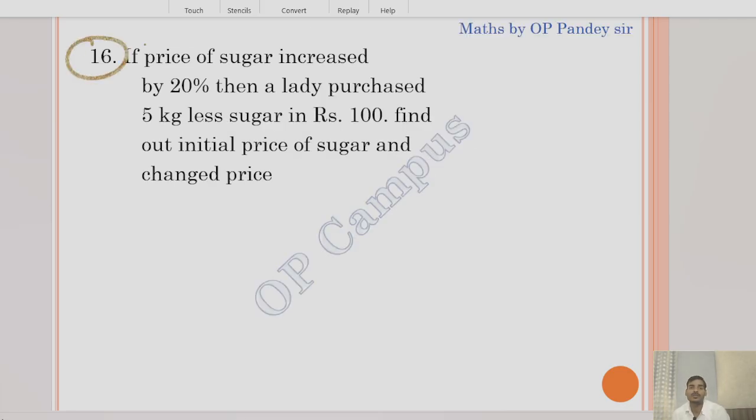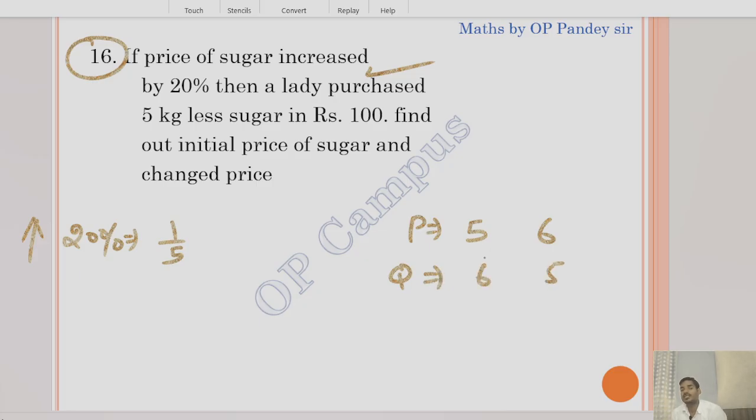Next question, this is an important question, and really important for CSAT. If the price of sugar increases by 20%, then a lady purchased 5 kg less sugar in rupees 100. So 20% is 1 divided by 5. This question is really important for you and often asked in the CSAT exam. So the ratio of price becomes 5 to 6 because 1 rupee increases. Then quantity becomes 6 to 5. Why? Because expenditure must be constant. So this is 6 ratio, this is 5 ratio.